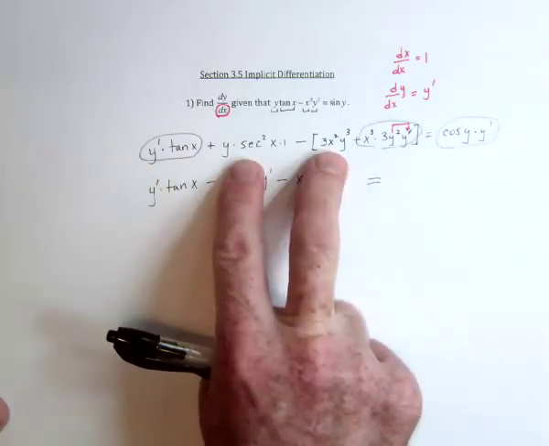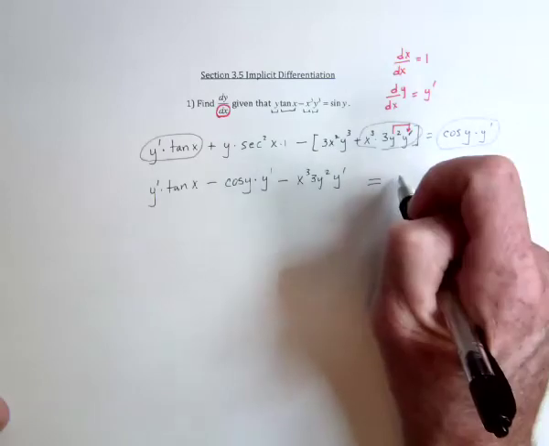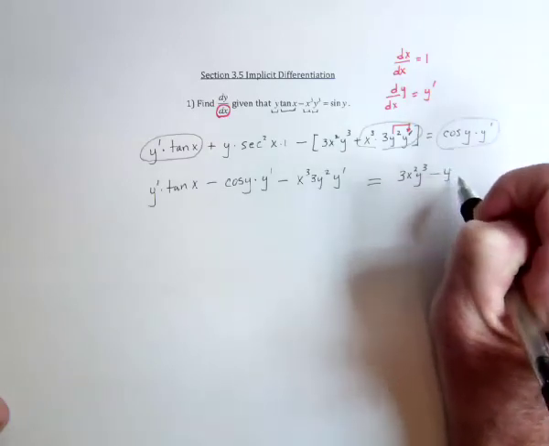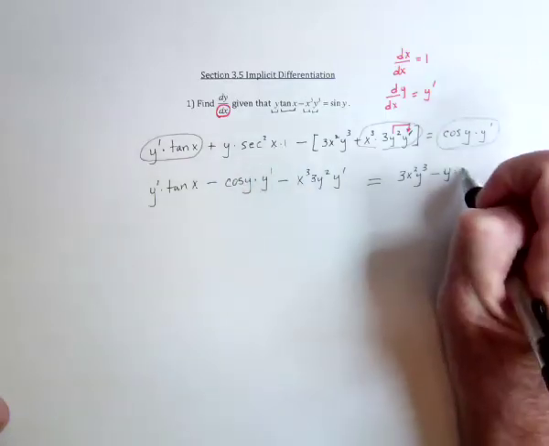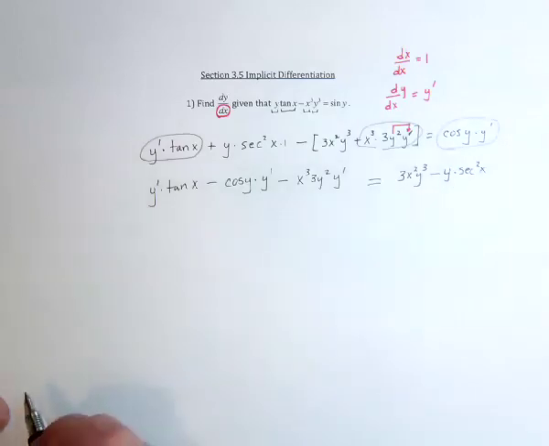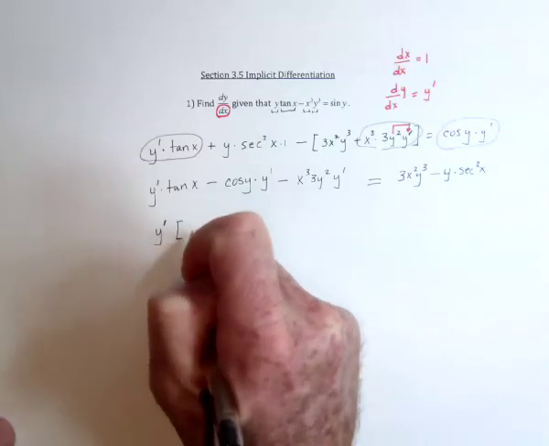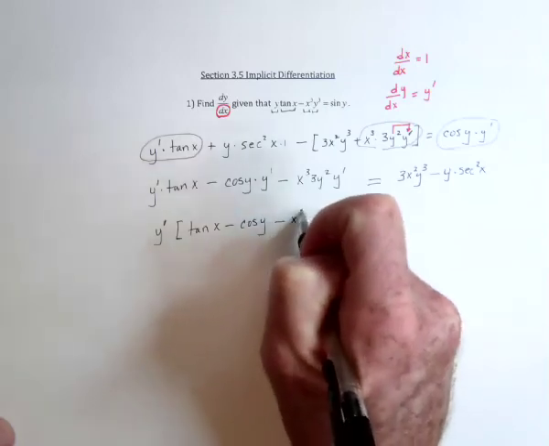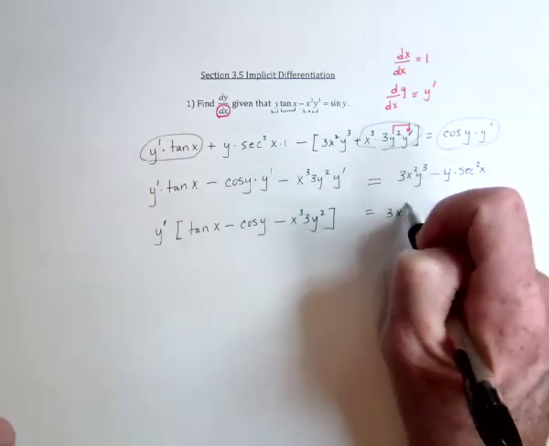And then these two terms that don't have y prime, move them over to the right hand side. So this one would become positive when you move it over, 3x squared y cubed, and then subtract y. So I'll put these two guys together. Oh, that's a part of the secant. Never mind, y and secant squared of x. The next thing to do in order to solve for y prime is all of these terms have a y prime in them, so factor that out. And the right hand side stays the same for now.